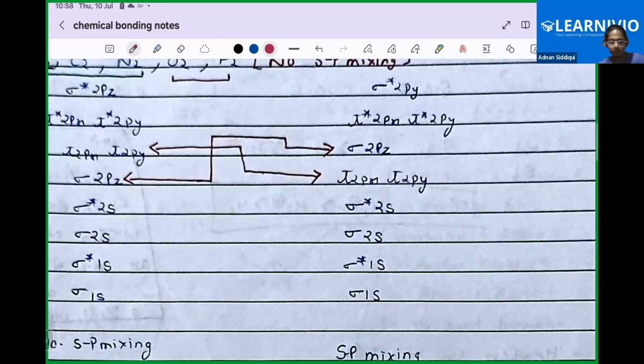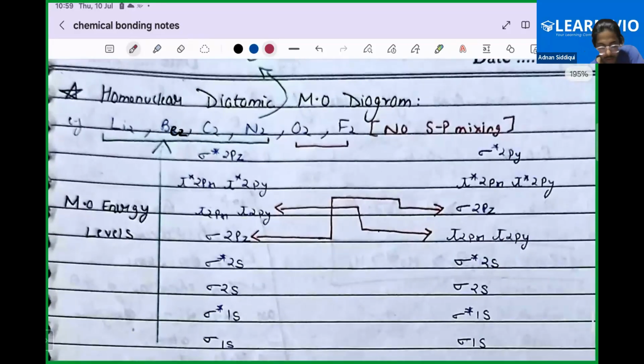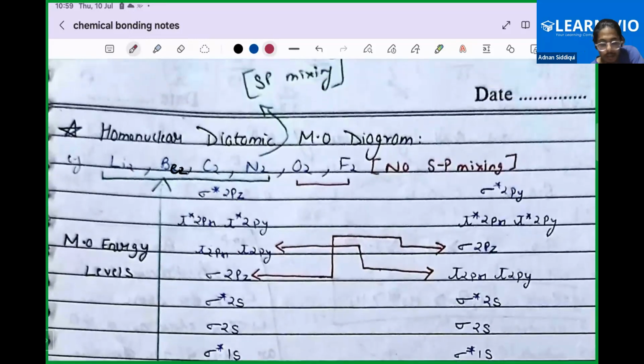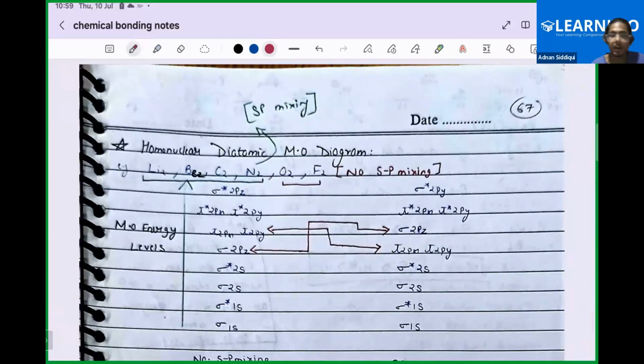Okay. So we are going to talk about the molecular orbital diagrams of a few of these molecules: Li2, Be2, C2, N2, O2, and F2. The thing that you need to remember is the mixing. When we are going from lithium to nitrogen, we are observing mixing of s and p orbitals. But as we reach oxygen and go to fluorine, this sp mixing has stopped. How is it going to affect our molecular orbital diagram? Let us talk about it.